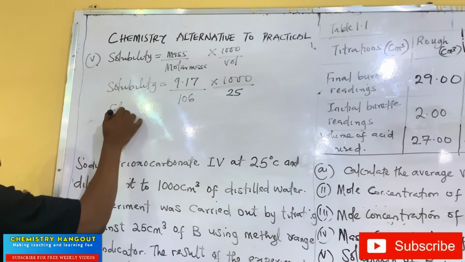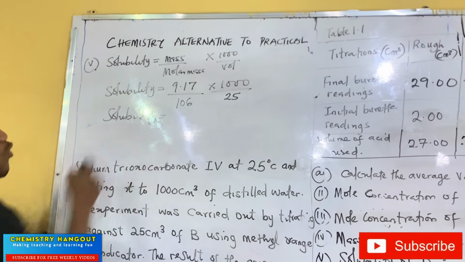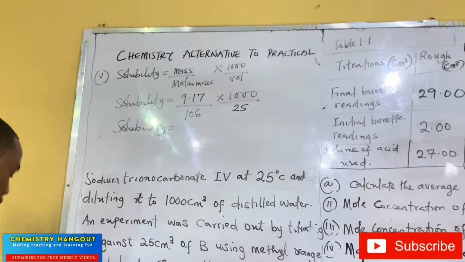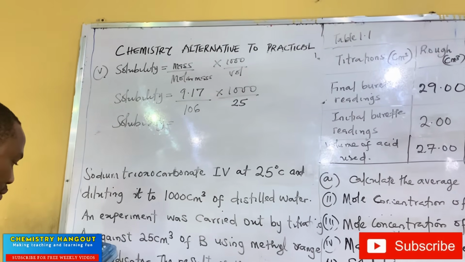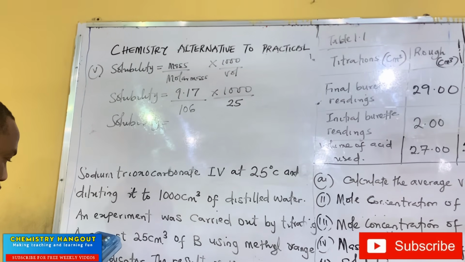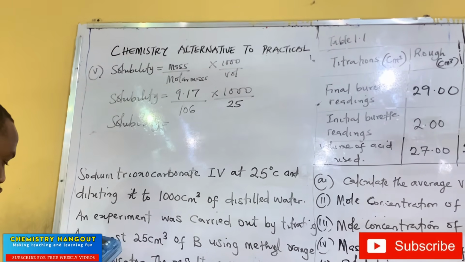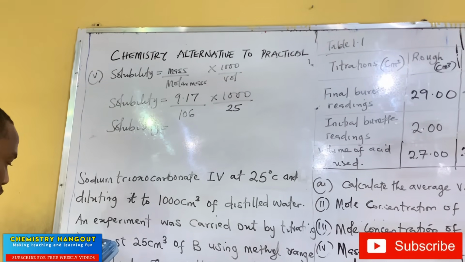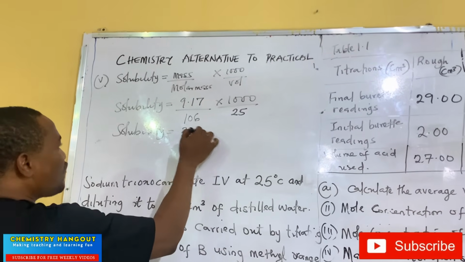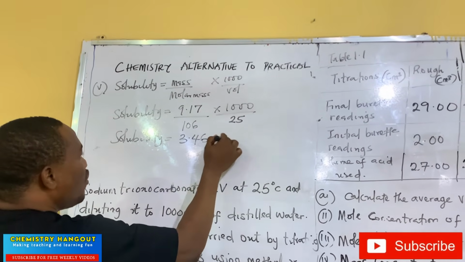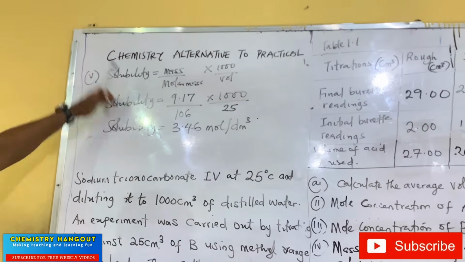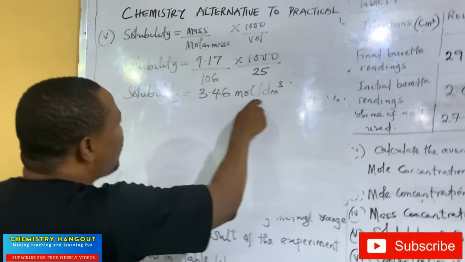So our solubility will be equal to 9.17 times 1000 divided by 106 times 25. That's 2650. That's giving us 3.46. So our solubility is 3.46 mole per dm cube. Look at that. That's our solubility. You know this formula. Now, the solubility is 3.46 mole per dm cube.